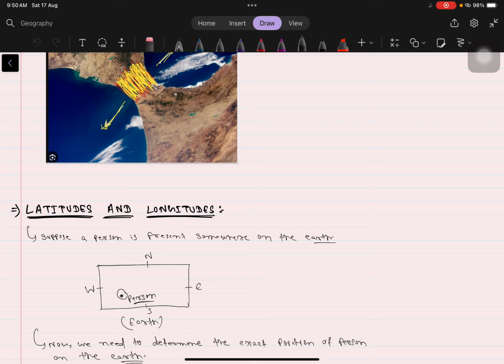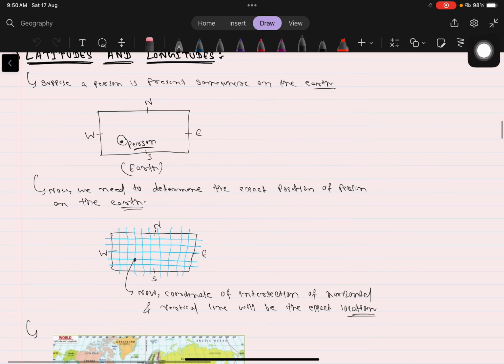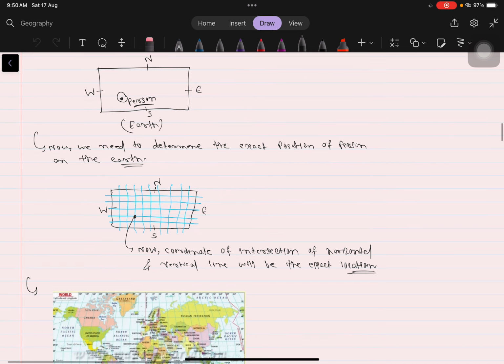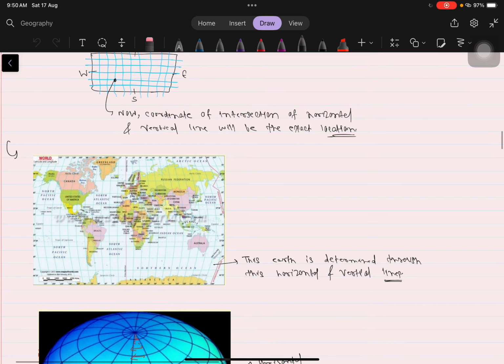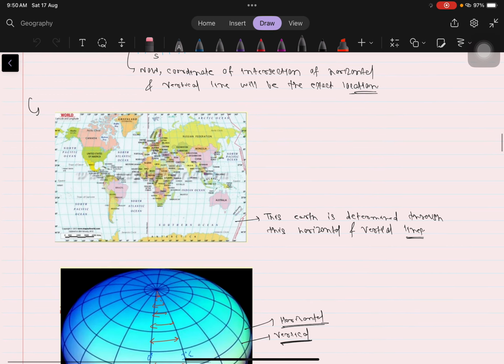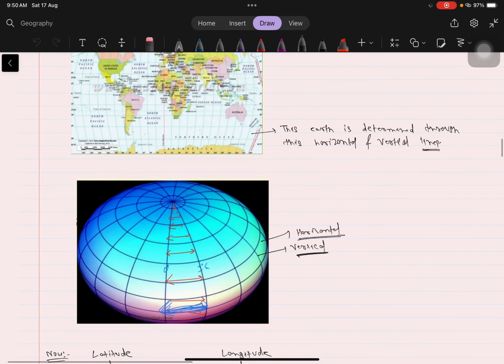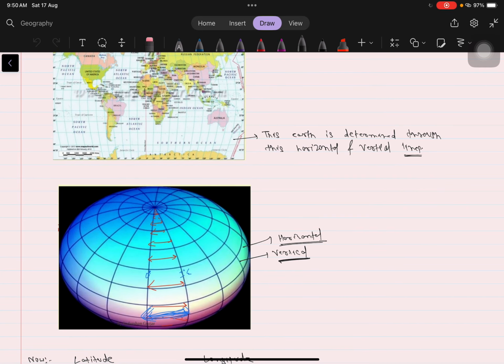Suppose a person is standing somewhere on the earth. To find the exact location of that person, latitudes and longitudes are required. For example, this is the earth, and the intersection between the parallel, meaning horizontal, and vertical lines will be the coordinates of that person. The entire world is divided by imaginary lines, both horizontal and vertical, based on which we can find the exact location of a particular part of the world.